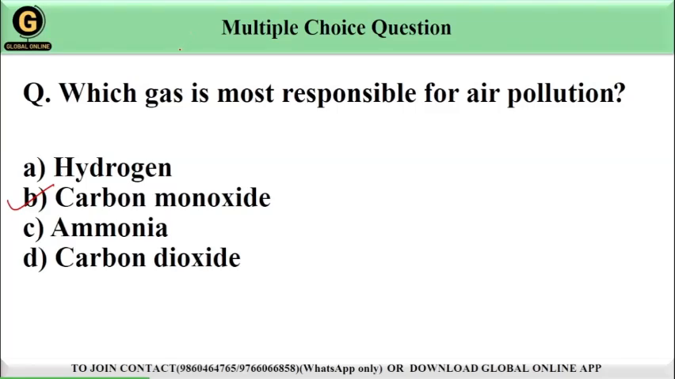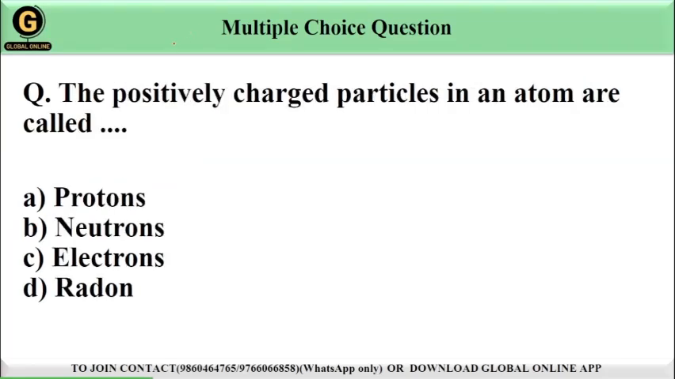Next question is, the positively charged particles in an atom are called. We have options here. Option A, protons. Option B, neutrons. Option C, electrons. Option D, radon. The correct answer from these options will be protons, because protons are positively charged particles found in the nucleus of an atom.